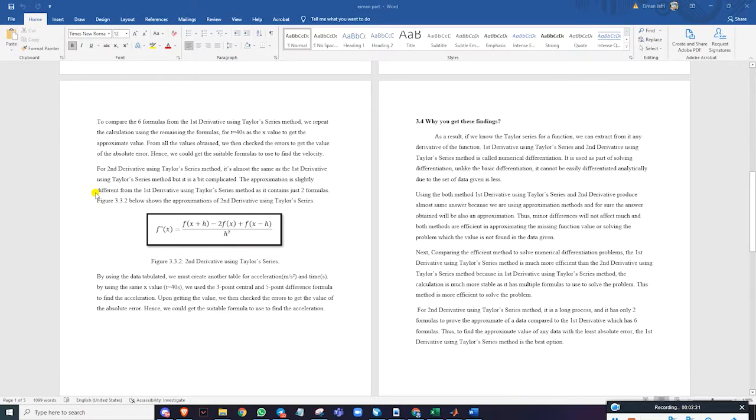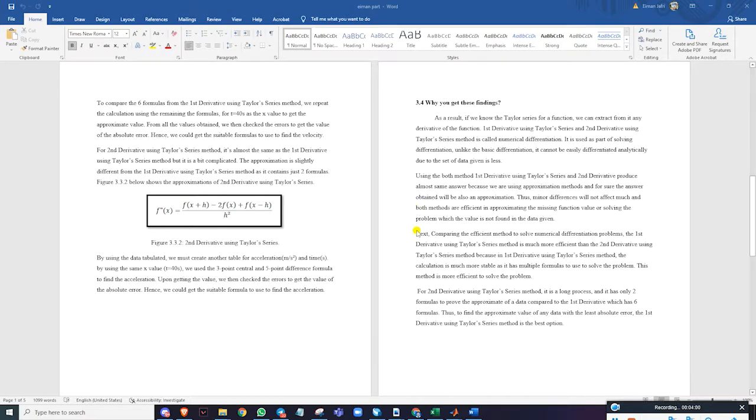So for 3.4, why do we get these findings? As a result, now we know that with a Taylor series for a function, we can extract from it any derivatives of the function. Using both methods, the first derivative and the second derivative using the series, produce almost the same answer because we are using an approximation method, and for sure the answers obtained will also be approximations.